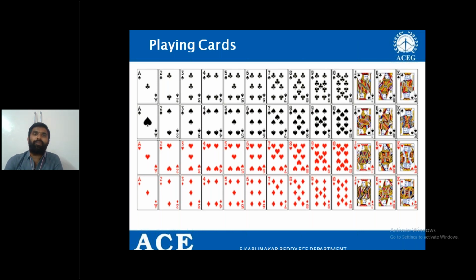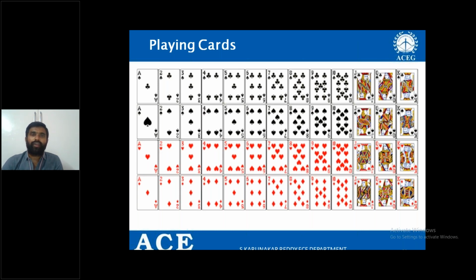The total number of playing cards in a pack is 52, and out of the total 52 cards, you can find 4 symbols. 13 cards will be with the symbol club, 13 cards will be with the symbol spade, another 13 cards with the symbol heart, and another 13 cards with the symbol diamond, right?